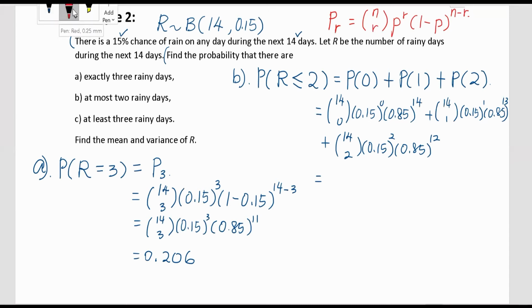That 14C0 is going to be 1, and anything to the power of 0 is also going to be 1. So for the first term, you can just press 0.85 to the power of 14, right? Then plus your second term, 14C1, which is 14, times 0.15 times 0.85 to the power of 13.